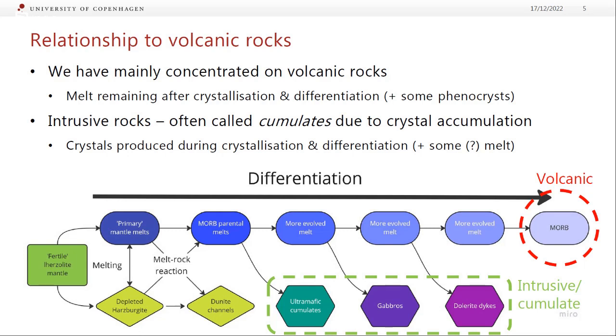Intrusive rocks are often going to be cumulates, and that's because they've accumulated crystals. And when we look at intrusive rocks, it's the opposite. We're overwhelmingly looking at the crystals that were produced from the differentiation, but we sometimes have a bit of melt left in between those cumulus grains, the main crystals, and some melt can get trapped in, and then that will crystallize. So this is just the figure that I showed you with the mid-ocean ridges, and today we're focusing more on the intrusive cumulate side of things, not on the volcanic side.